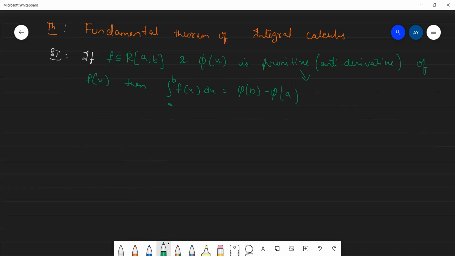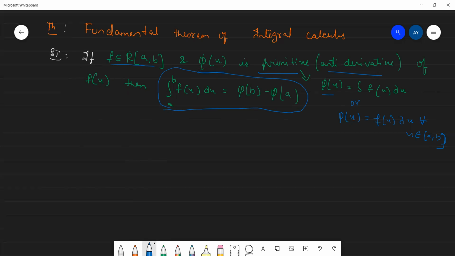What is primitive? Phi of x is equal to the integral of f of x dx for all x belonging to the closed interval [a, b]. So this is the definition of primitive. I'll just quickly tell the statement again. If f belongs to R[a, b] and phi of x is a primitive, that is, phi of x is defined as the integral of f of x dx for all x belonging to [a, b], also known as an antiderivative of f of x, then we have to prove that the integral from a to b of f of x dx is equal to phi of b minus phi of a. I hope you all remember the note point.